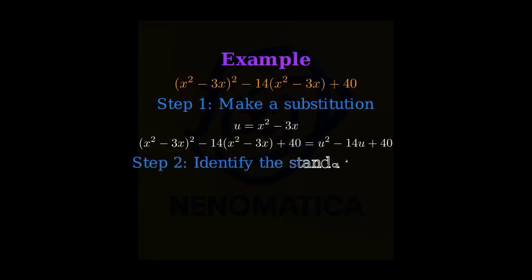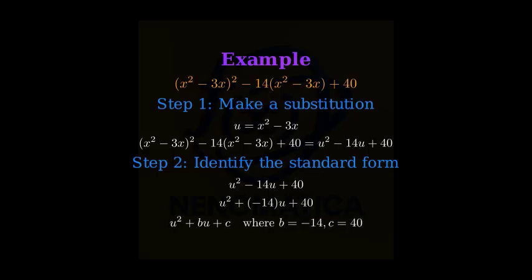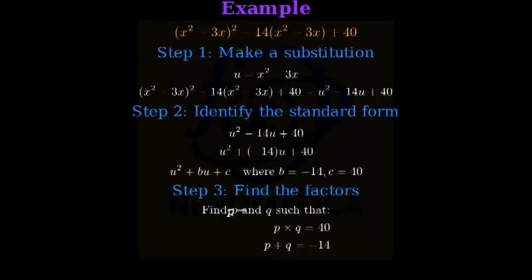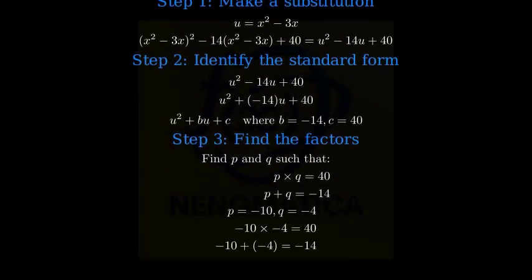For step 2, we need to recognize that our expression is now a standard quadratic in u. We can rewrite this as u^2 - 14u + 40. Next, we'll rearrange this to u^2 + (-14u) + 40. Looking at this form, we need to find two numbers that multiply to give 40 and add up to -14. In step 3, we need to find the values that work in our quadratic. These numbers are -10 and -4, since -10 times -4 equals 40, and -10 plus -4 equals -14.